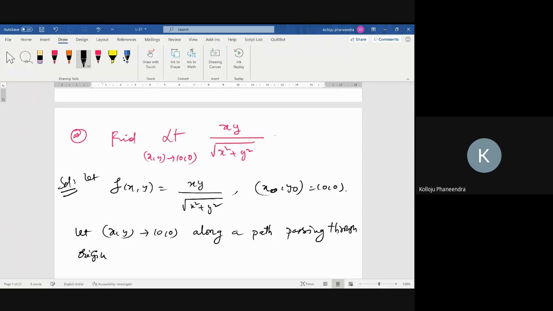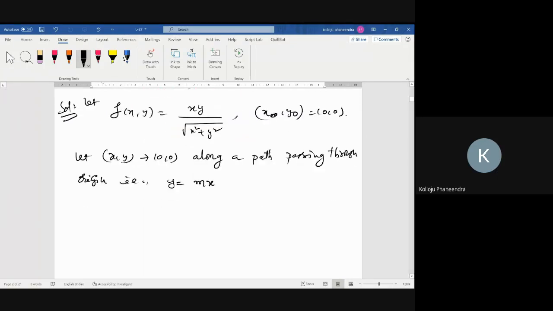That is, choice is yours. Let me consider y equal to mx again, or you can take y equal to mx square also. Y equal to mx. Then as (x,y) tends to (0,0), this implies x tends to 0. Why am I writing x tends to 0? Because y is defined in terms of x.